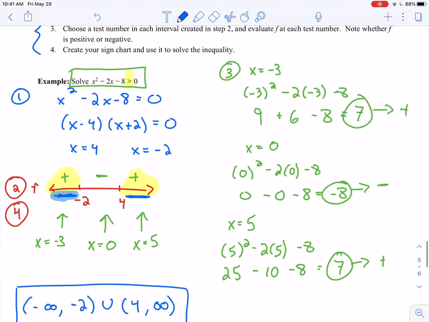If I had changed this, if I had said less than 0 instead, then I would be looking for the negative intervals as my solution. So it really just depends on the sign or the direction of that inequality.